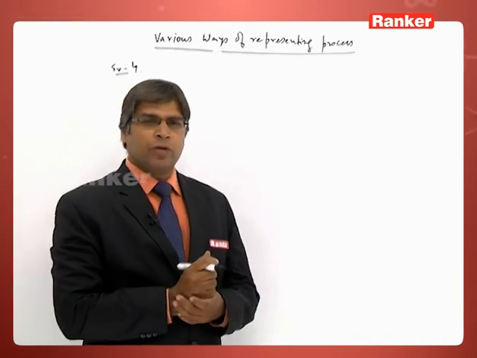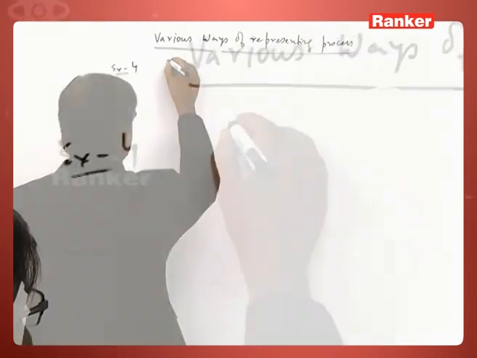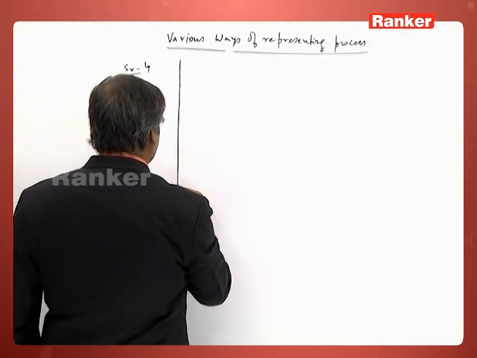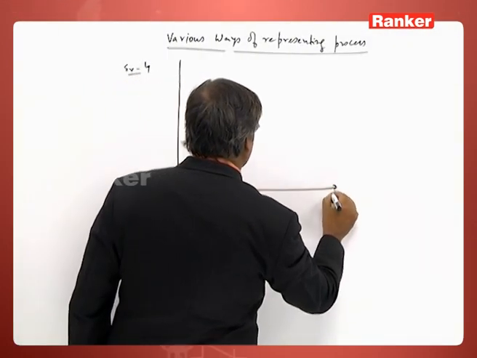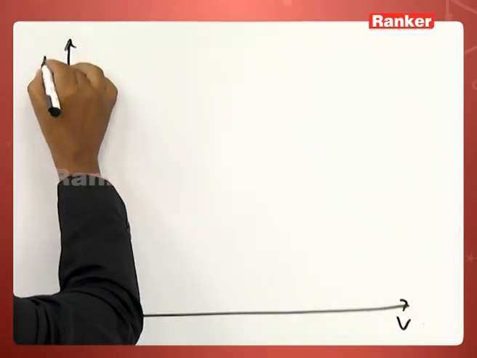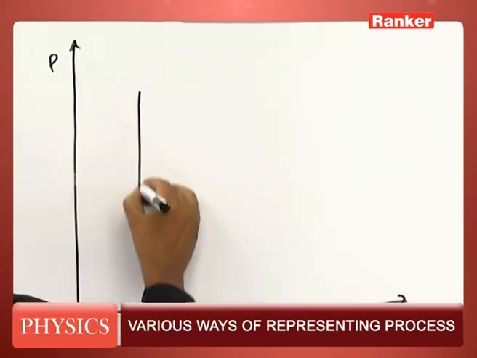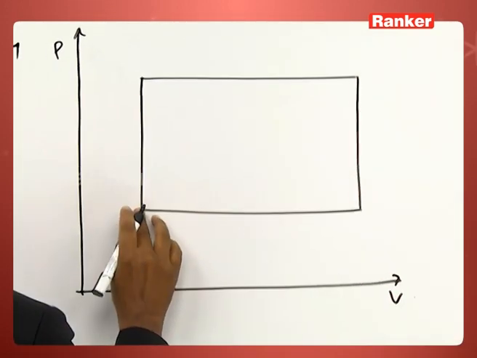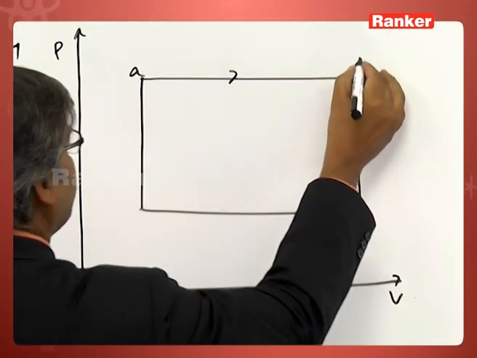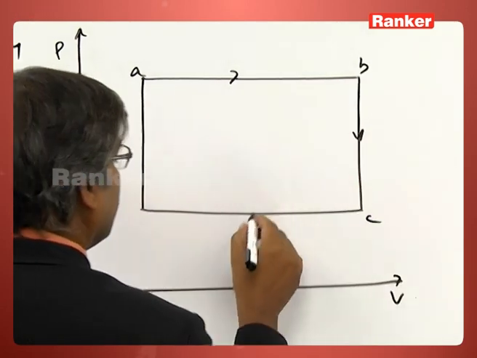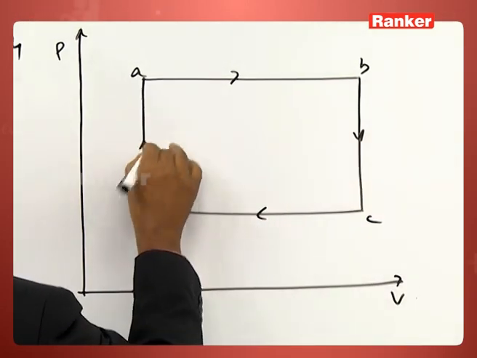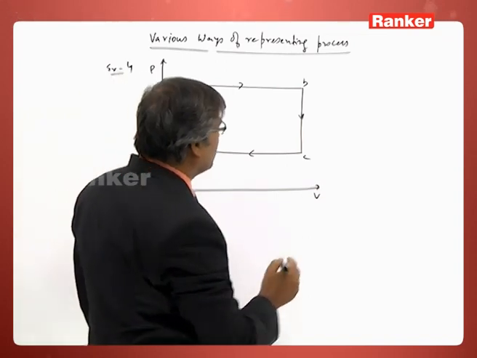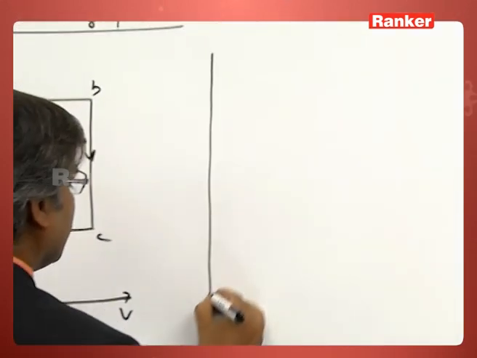Now let us take one more example. Let us take this final example. We have seen so many graphs. This is again back to our indicator diagram, PV graph. So again here we have A to B, B to C, C to D and D to A. So let us plot the PT diagram first.